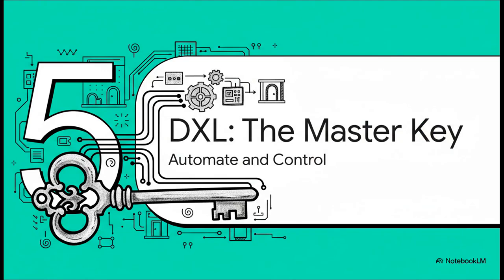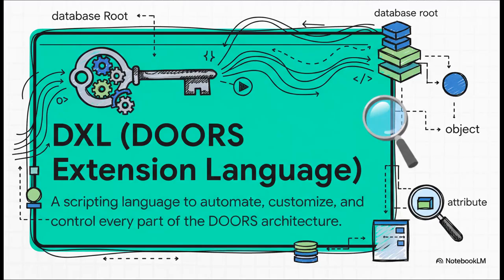Okay, so let's recap our tour. We've seen the foundation, we've walked the halls, we've peeked in the rooms. But what if you want to rearrange the furniture in all the rooms at once? Or automate locking all the doors? You need a master key. And in the world of DOORS, that master key is called DXL, the DOORS extension language. It's a scripting language, and with it, you can touch, control, and automate literally every single part of the architecture we've just walked through, from the very top of the database down to one little attribute on one little object.